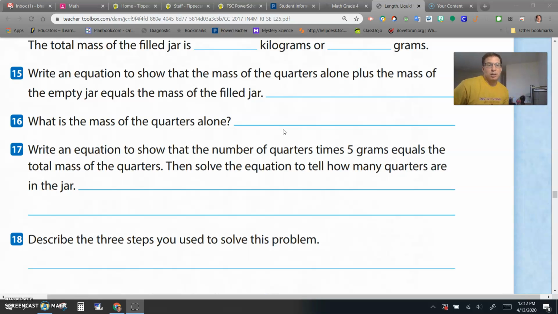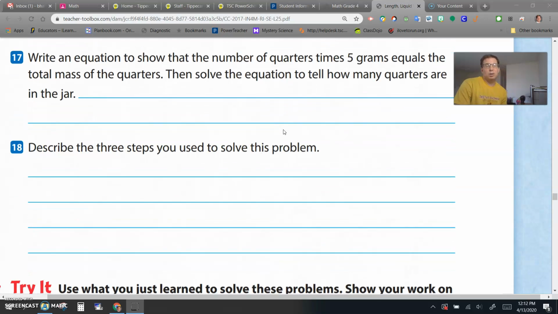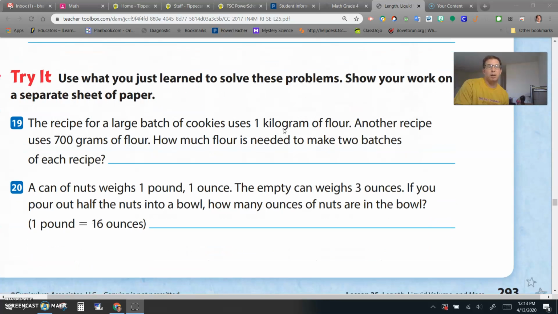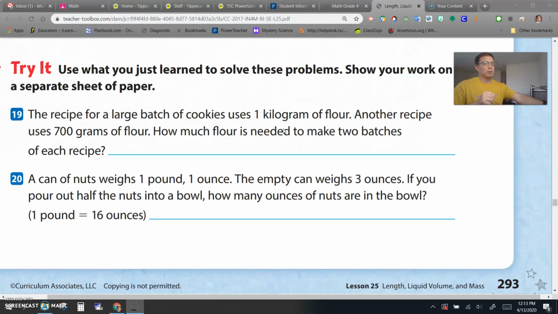For write an equation, we just did that, so describe the 3 steps. You first converted everything into grams, then you figured out how much the total amount of quarters weighed, then you divided that by 5 because 1 quarter equals 5 grams, and figured out how many times 5 will go into the 1,100. Go ahead and pause me here, and do the try it, then rejoin me, and we will go over how to do it.